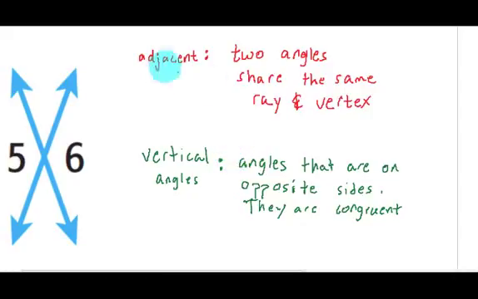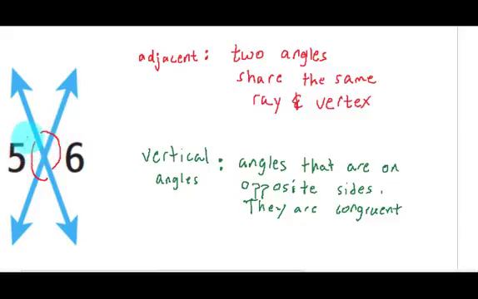So I'm going to go and just highlight a couple of adjacent angles here in red. So this angle, along with angle 6, are adjacent. They're next to each other. They share the same ray and they share the same vertex. Also on the other side, angle 5 and the angle next to it are also adjacent to one another. So another way of looking at it is these are two angles that are next to each other along a straight line.